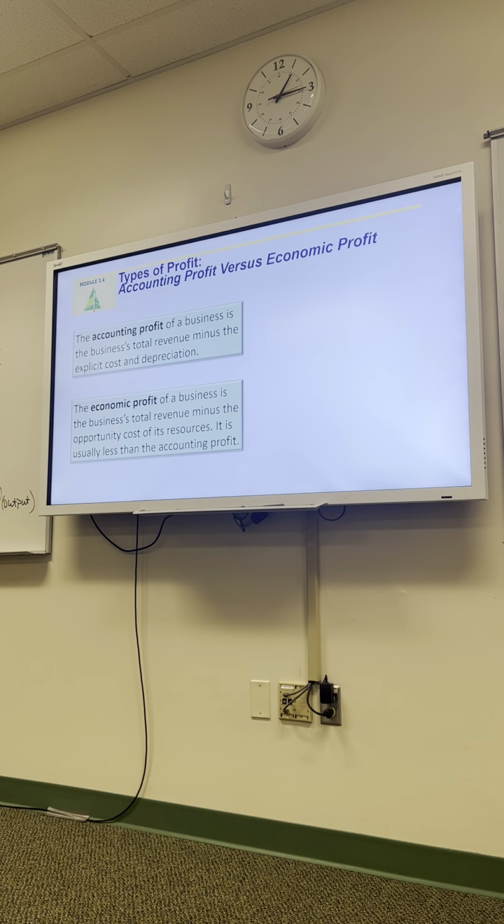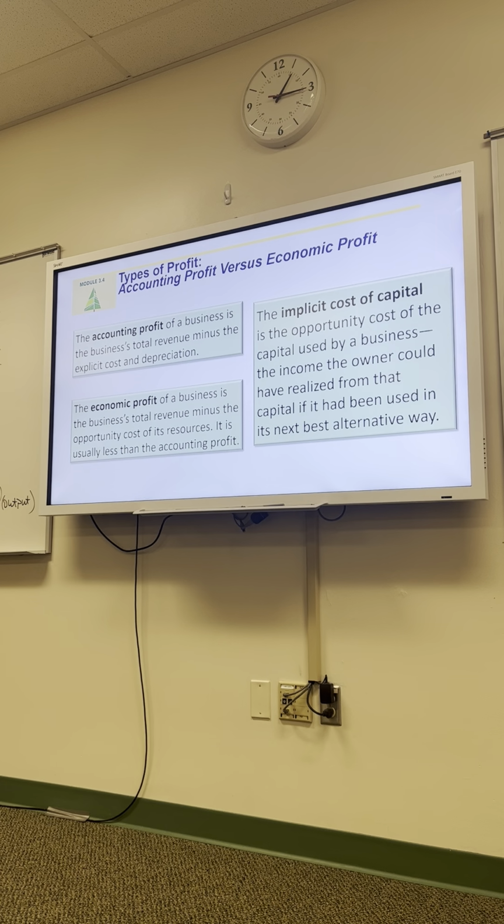Okay. So when we're evaluating profitability in our evaluation of firm behavior, we are thinking a lot about the implicit cost of capital, okay? The opportunity cost of the capital that's used by a business. That's their tools, machinery, that reusable stuff, okay? And the income that the owner of that equipment could have realized if it had been used in its next best alternative way, like loaning it out to someone else and charging interest on it plus some monthly fee, okay?